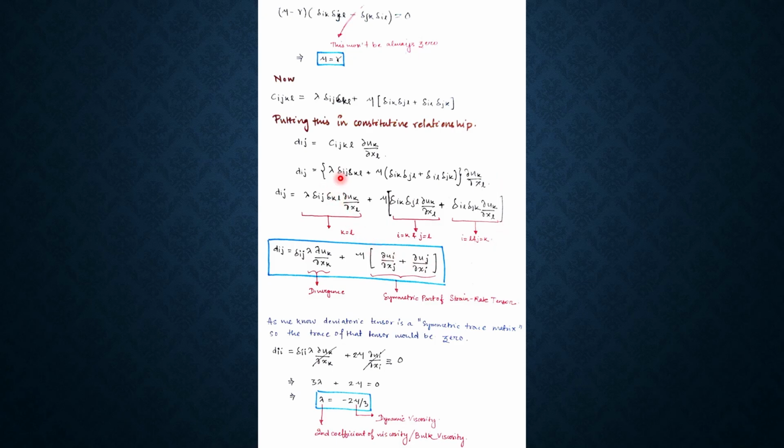We know that this delta_kl would survive only if k equals l. So we apply that, and over here it survives if i equals k and j equals l, and in this if i equals l and j equals k. On doing that, we get D_ij equals delta_ij lambda ∂u_k/∂x_k plus mu (∂u_i/∂x_j plus ∂u_j/∂x_i). On careful observation, we can see that this term, ∂u_k/∂x_k, is nothing but the divergence, and this term over here is nothing but the symmetric part of the strain tensor.